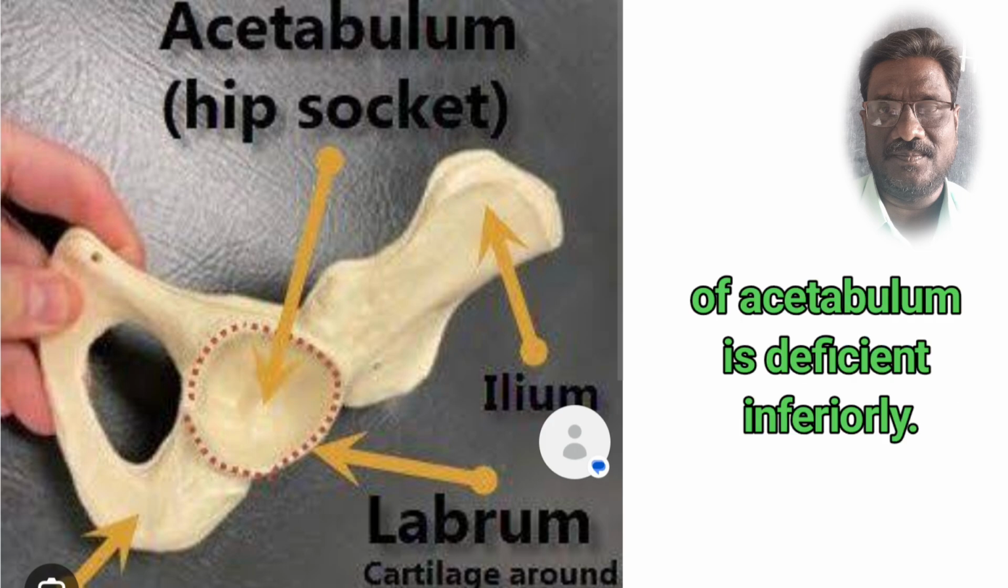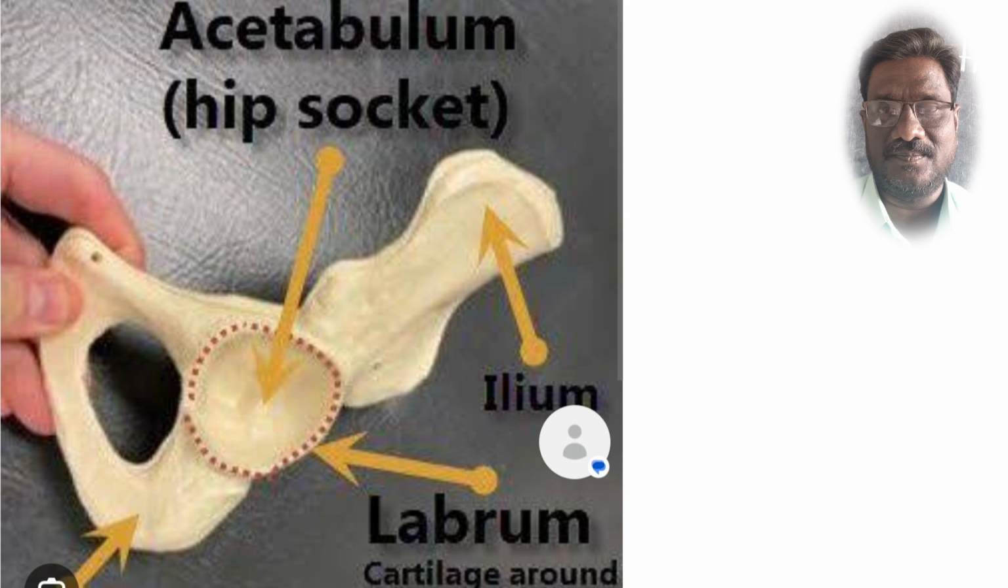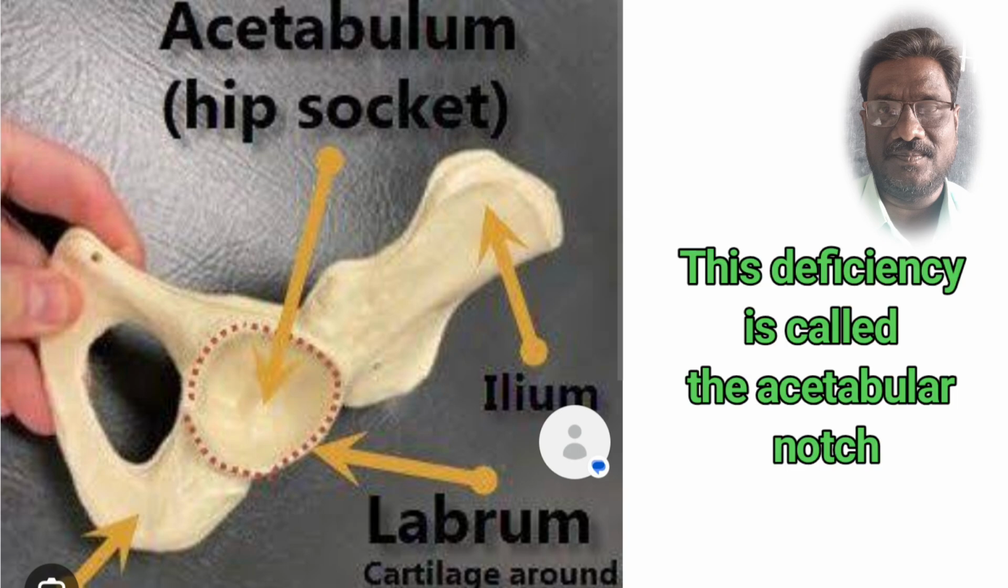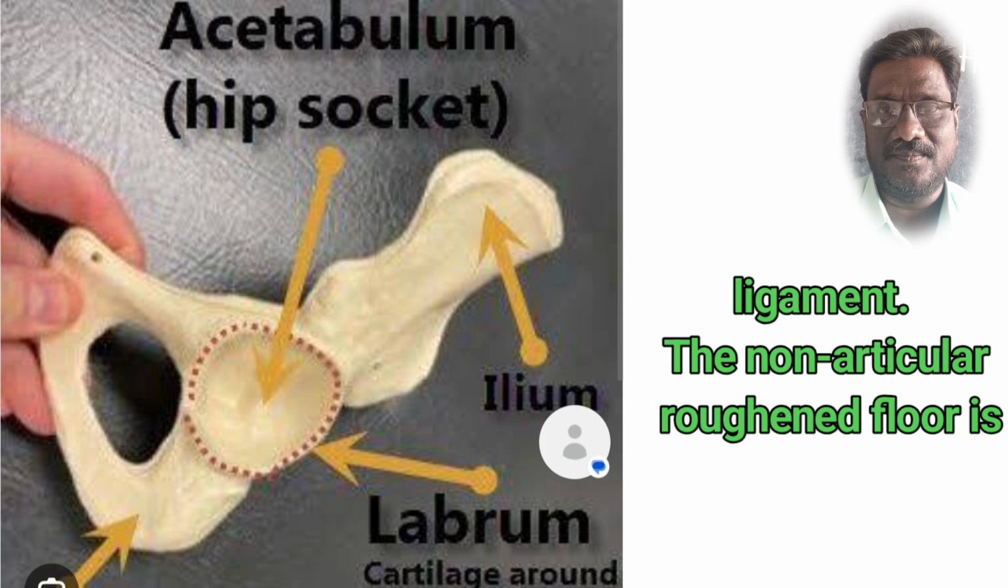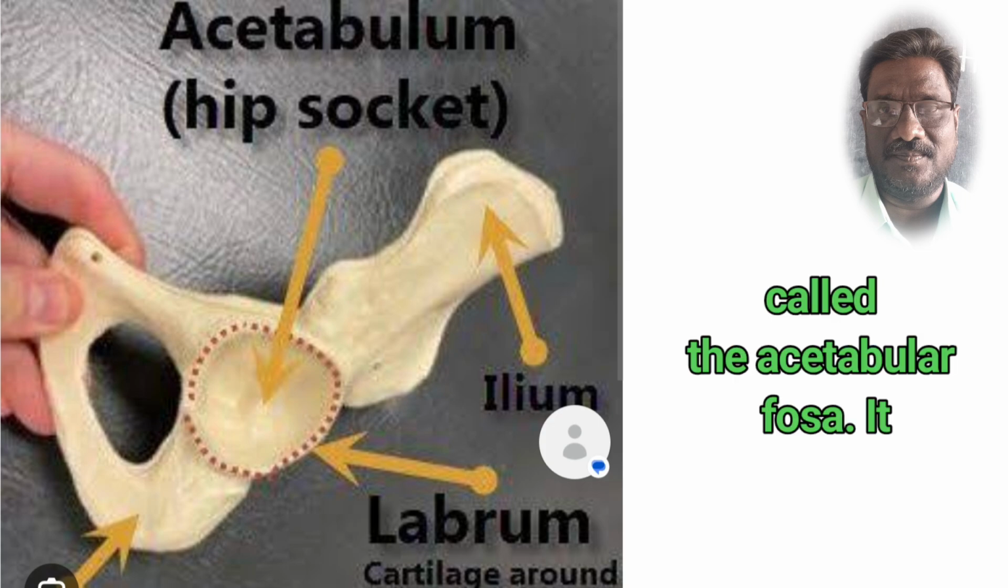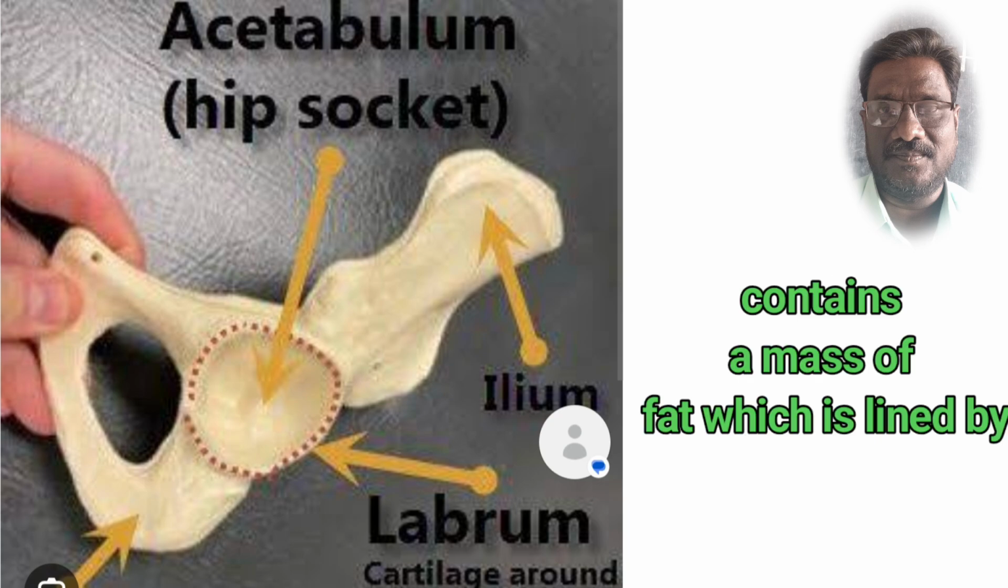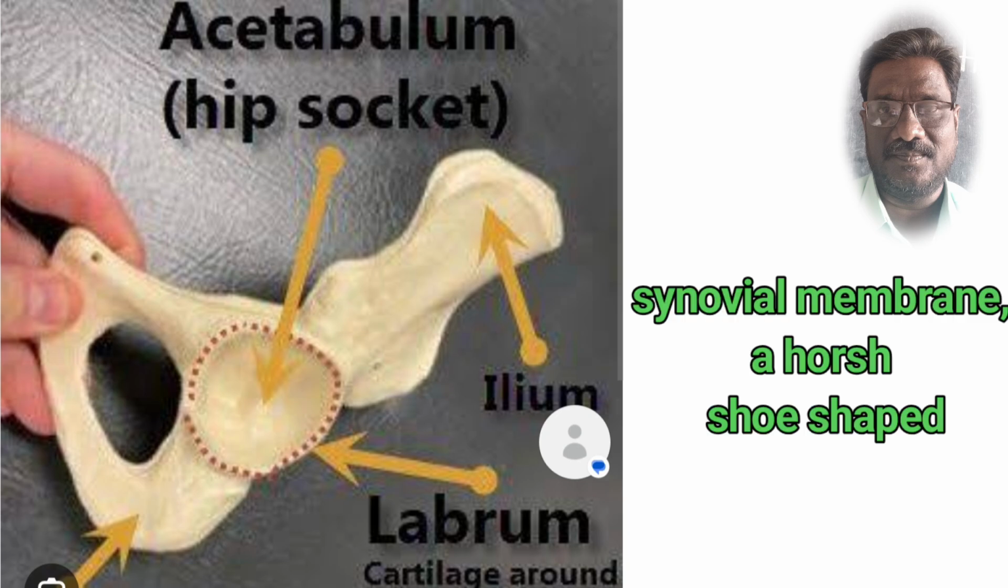The margin of the acetabulum is deficient inferiorly. This deficiency is called the acetabular notch. It is bridged by the transverse ligament. The non-articular roughened floor is called the acetabular fossa. It contains a mass of fat which is lined by synovial membrane.